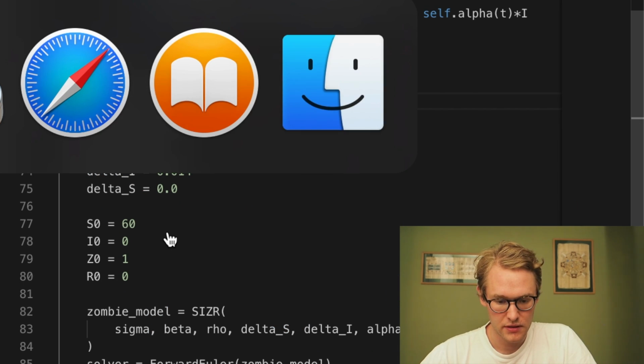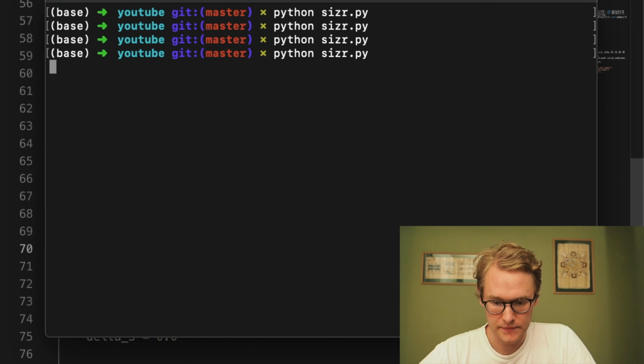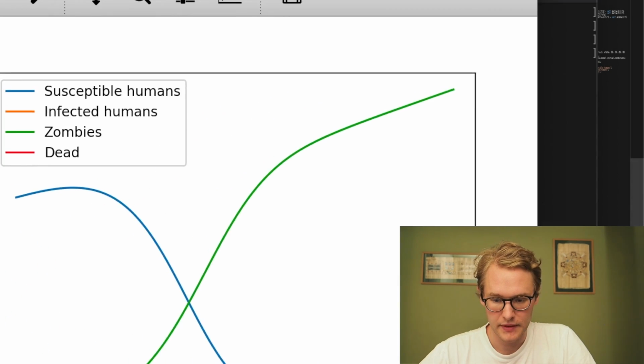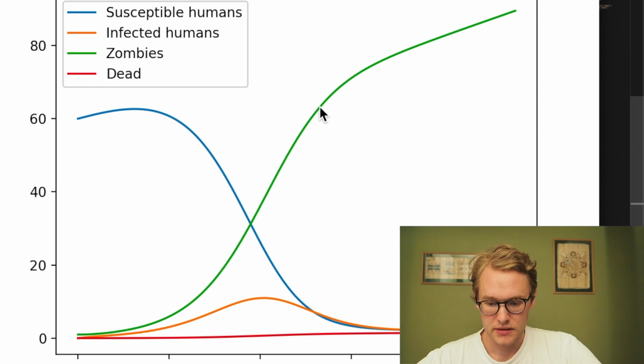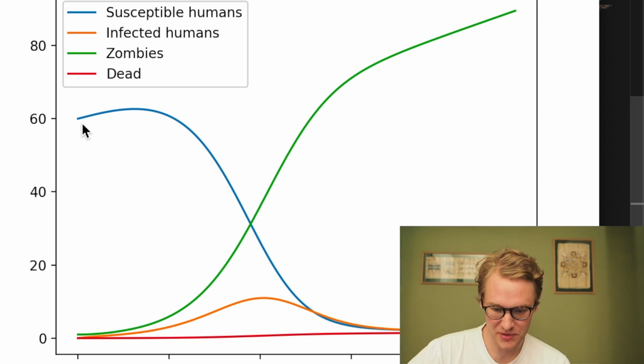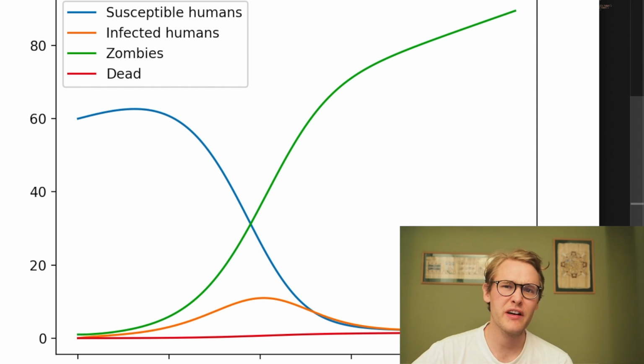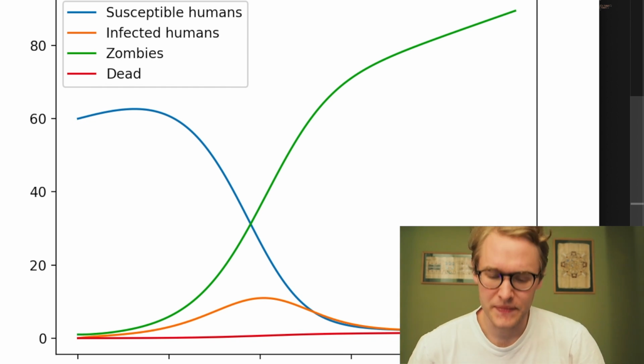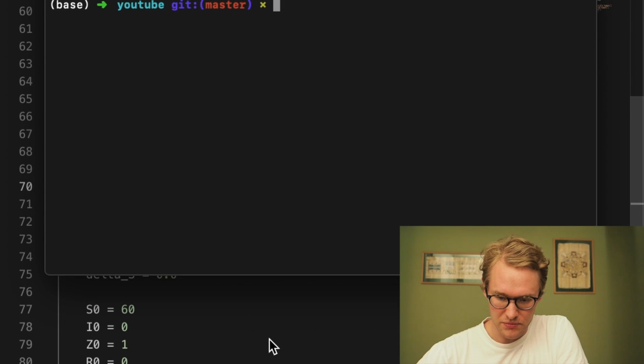Okay? Now we try calling the script again. Here we go. So now we see that we have a bunch of zombies and they win. Hooray! No, but this is interesting. So the susceptible humans, they get infected and they quickly turn into zombies, but after a while we don't have any humans left. We have some dead people. A very tragic end for humanity, but still more interesting than the other plot.